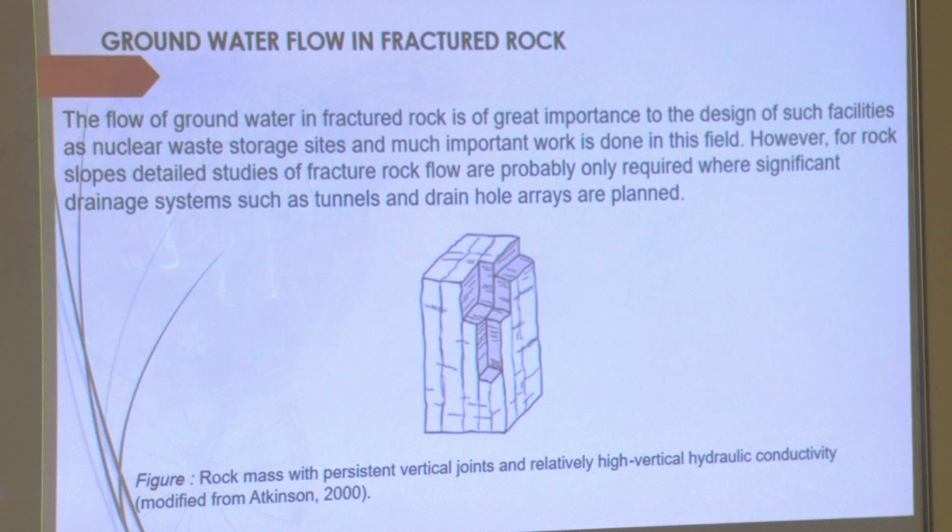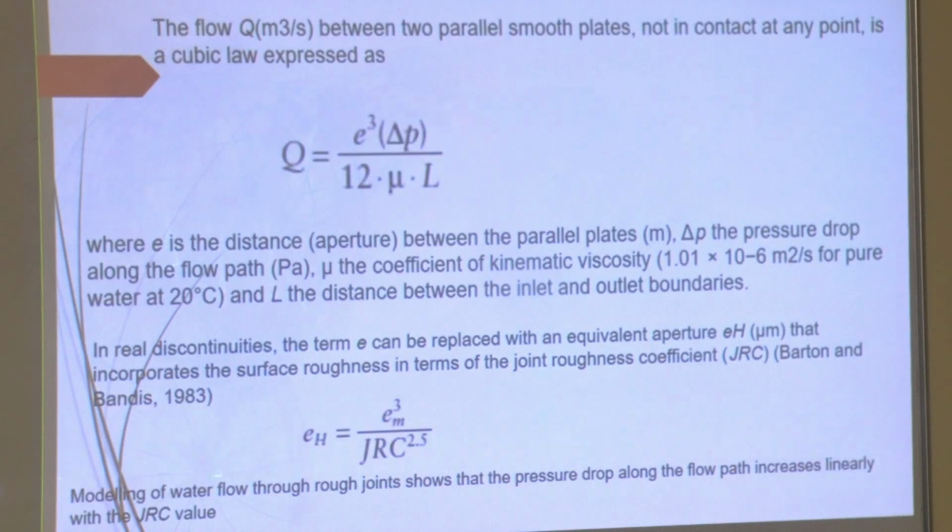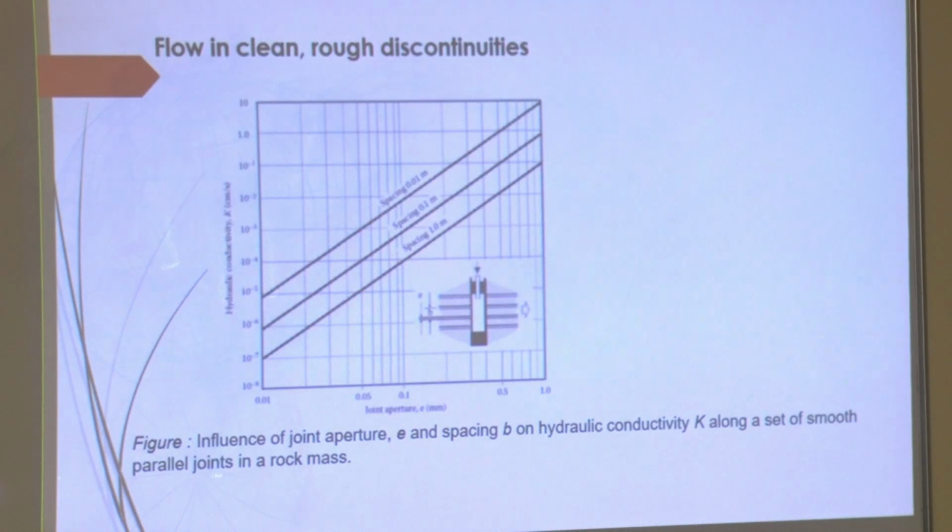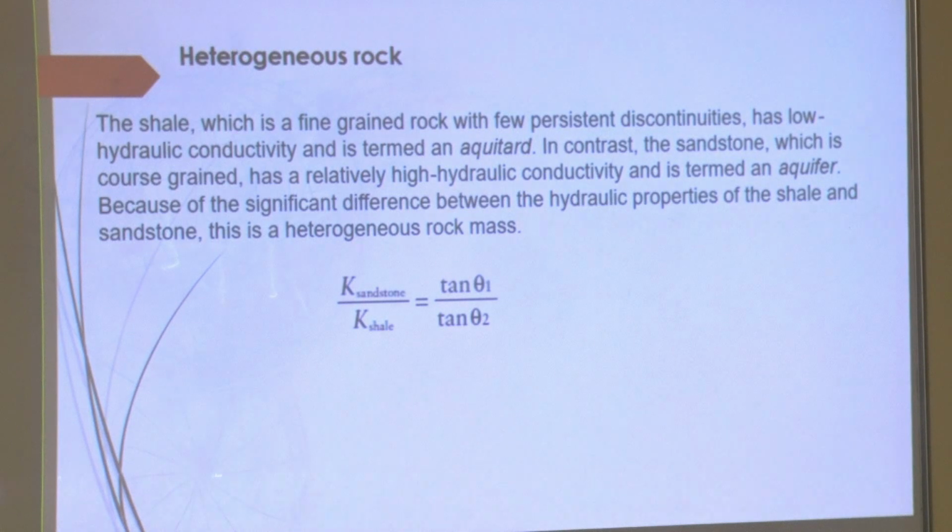Depending on the joint distribution, joint population, joint orientation, we can predict what is the possible flow. So people have empirically tried to give an idea of what would be the amount of flow in case of different aperture and spacing of the joint. Different empirical formulas are available, you will get these parameters here. So people have done much work on that.